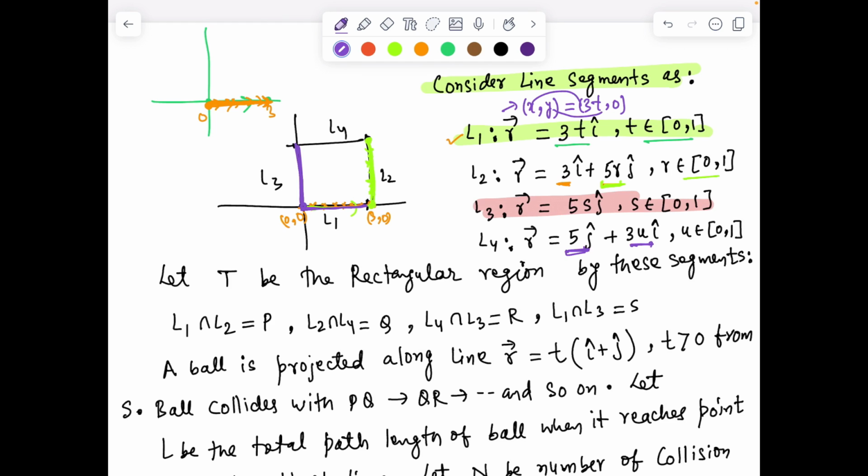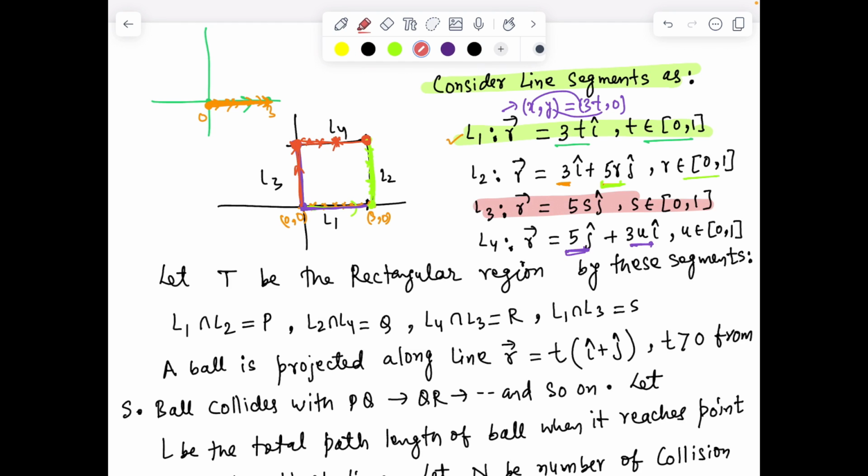L4 similarly is passing through (0,5), so this guy is in the direction of i cap. So in the direction of the x-axis, parallel to the x-axis, u is running from 0 to 1. So for u equals 0, we'll get exactly this point. For u equals 1, it's 5j plus 3i. So 5j is this side plus 3i, so you'll reach here. For let's say u equals half, it is 5j plus 3 by 2 i. So all these will be the points.